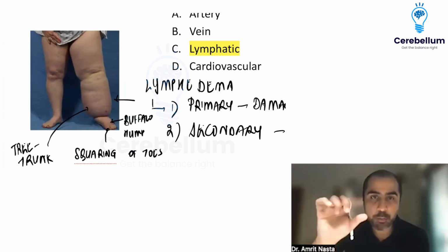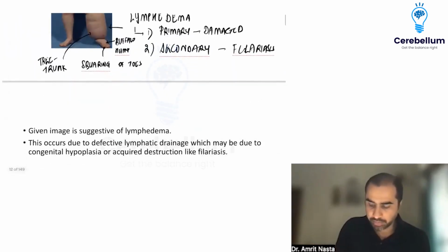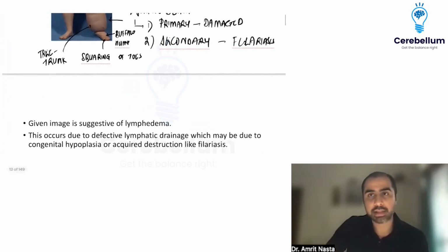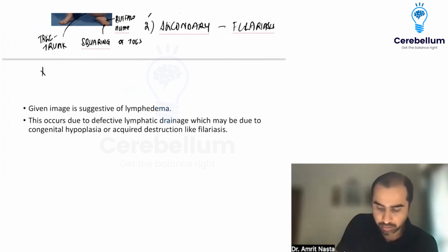And if I try to pinch the skin, what typical finding do I get? In this case, what will happen if I try to pinch the skin? So there is a finding. The skin cannot be pinched. So skin not pinchable.